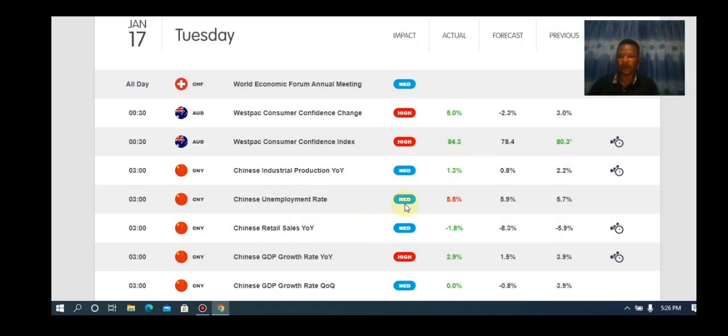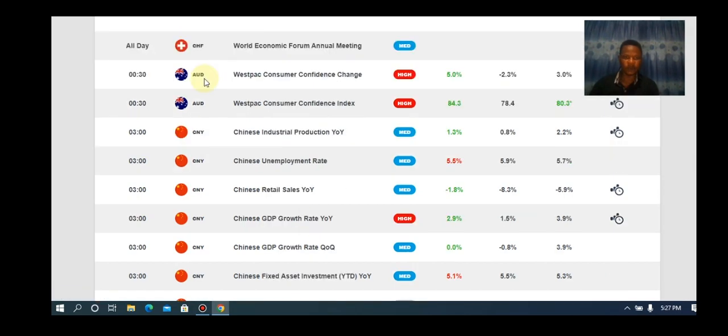This is the global economic calendar. These are the various macroeconomic variables, the central bank announcements and monetary policy that influence the foreign exchange and cryptocurrency markets on a daily basis. For the Australian dollar, Westpac consumer confidence.